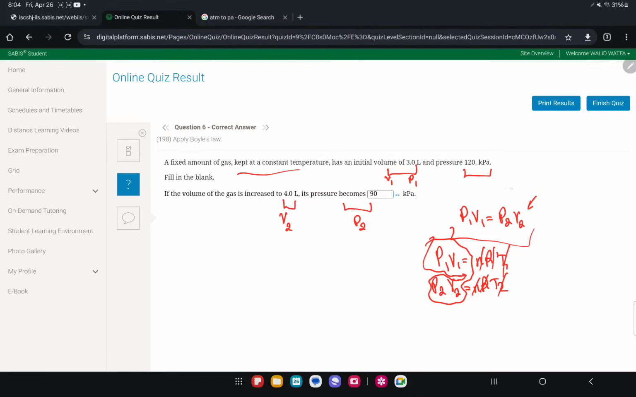Okay, so let's do it. You're going to be left with P1 V1 equals P2 V2. So 3 times 120 equals 4 times P2. Okay, you're going to get 360 equals 4 P2. P2 equals 90.